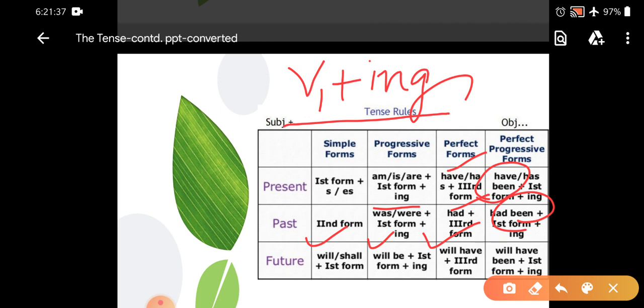Now for future tense, will, shall plus first form, and then look at the progressive form again, will be plus V1 plus ing, and for perfect form we have will have plus third form of verb, and for perfect continuous, we have will have been plus first form plus ing, which means V1 plus ing.